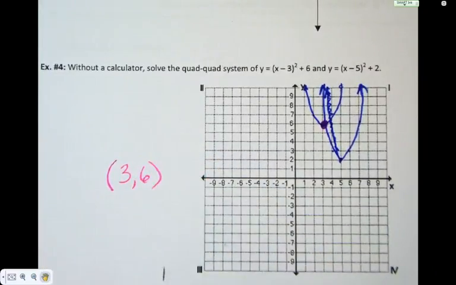Who had 3, 6? High five someone with their hand up.